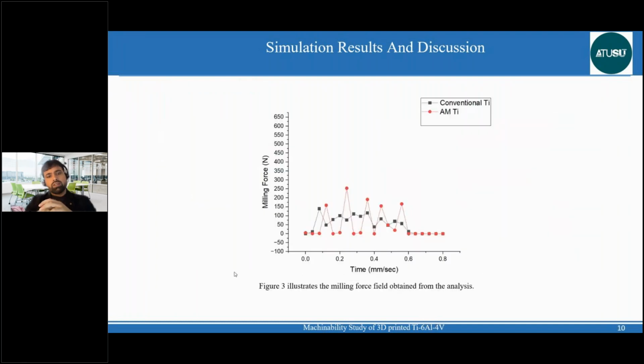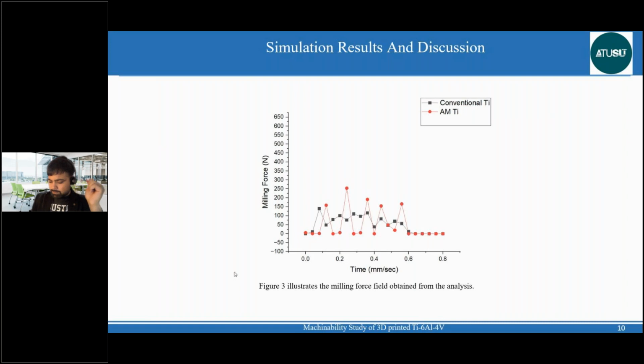Here you see the milling forces as I calculated. The milling forces in the additively manufactured titanium are quite large compared to the conventional material. This is how the variation in forces was obtained from the analysis.